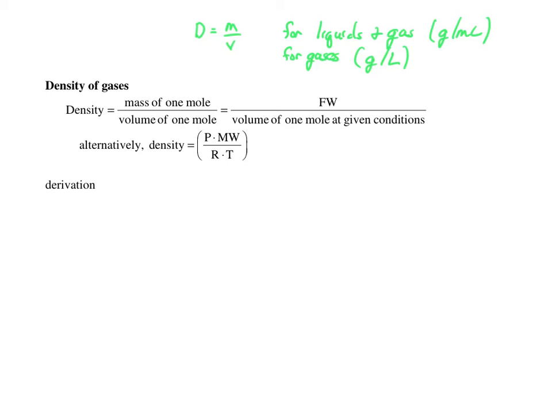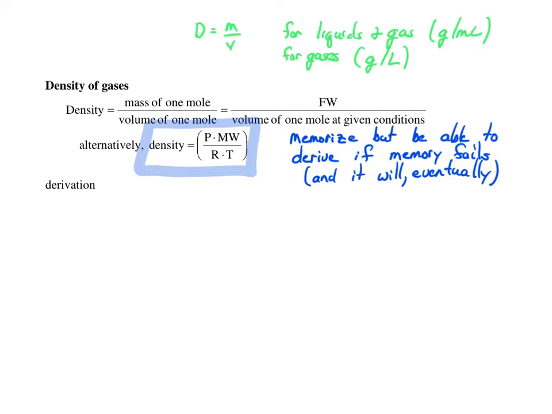liter. One strategy of calculating the density of gases is to calculate the mass of 1 mole, which is our formula weight, and divide that by the volume of 1 mole at those given conditions. One strategy is to memorize this expression, and that works great, but occasionally your memory will fail, so we should be able to also derive this expression. However, as you'll see, it's relatively easy.